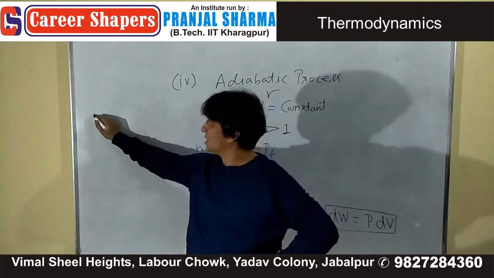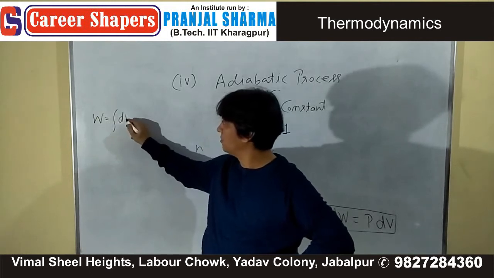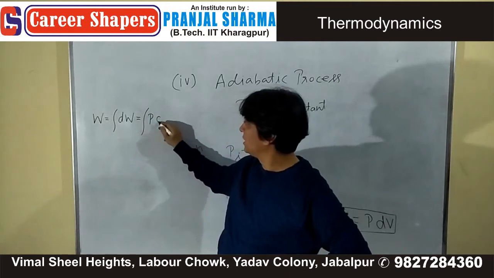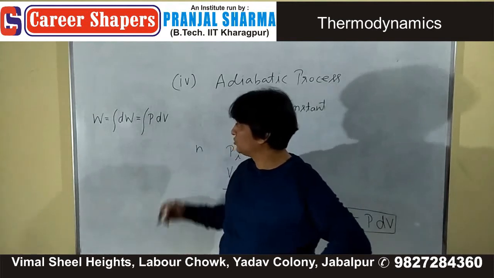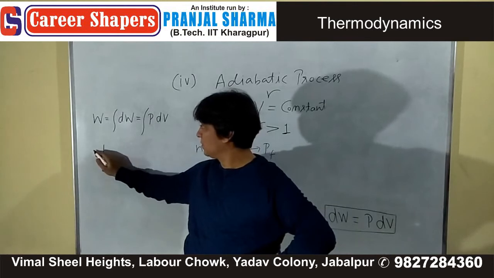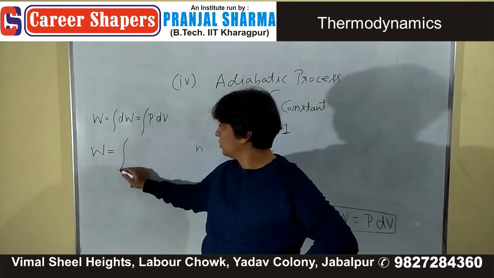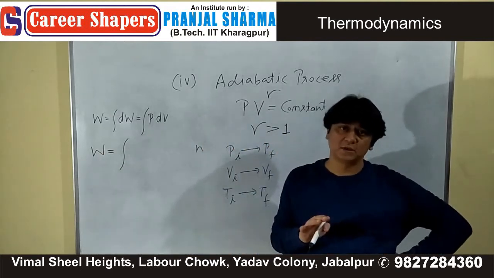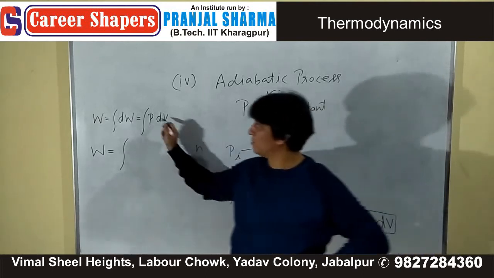Write down this. W is what? Integration of dW. What is that? Integration of P dV. Everything is same so far, no change. Then again, what is P? You can always convert P as nRT upon V. But then there is no advantage this time.